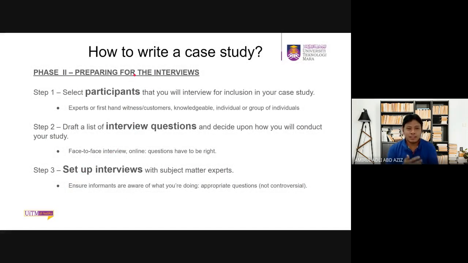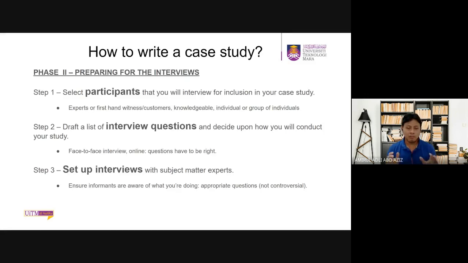Okay, step 1, select participants that you will interview for inclusion in your case study. Okay. So not only you need to have a good set of questions, you also need to select the right participants and ask the questions to the right group. Okay, experts or first-hand witness, customers, ni kalau business and marketing. So they are knowledgeable people, individual or group of individuals. Okay, janganlah tanya pasal awareness on industrial revolution kepada budak tadika. Okay, so that is not the right way to address that. Sebab tu you have to select the right participants.